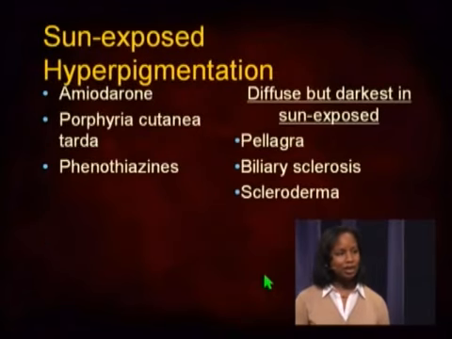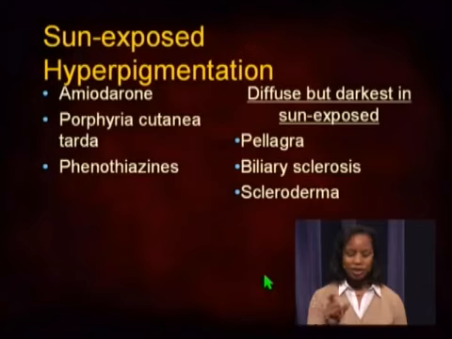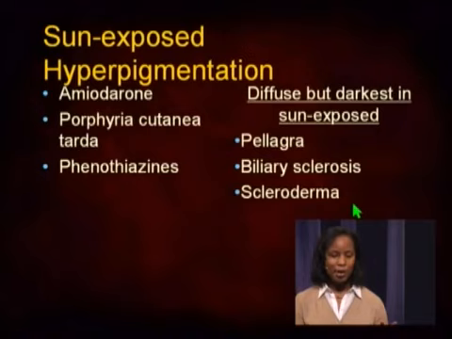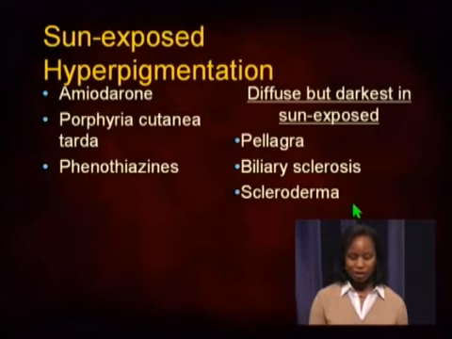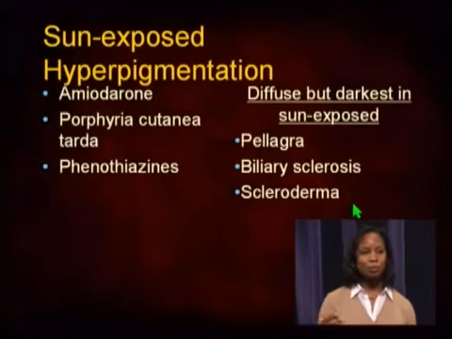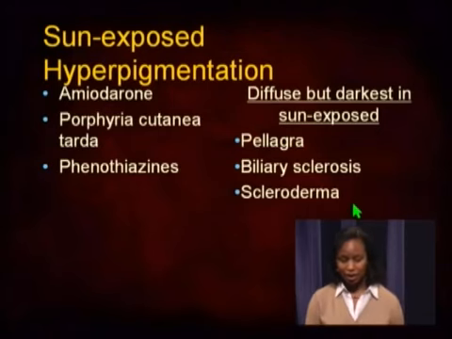Some things cause diffuse hyperpigmentation that is most appreciable in sun-exposed areas, and that's where that pellagra comes in again. Scleroderma, remember we saw that kind of salt and pepper speckled appearance in the patient with scleroderma, and then certain medications and also porphyria cutanea tarda can cause sun-exposed hyperpigmentation as well as those blisters in the sun-exposed areas.